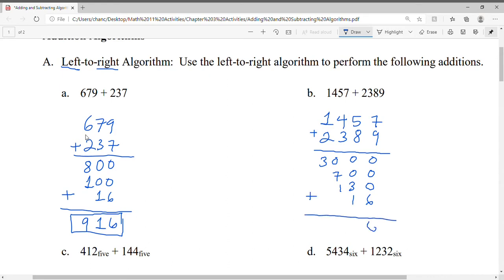The first column is a 6. Second column is a 4. 7 plus 1 is 8. And we bring down the 3. So our solution is 3,846. You could always check your work with a calculator, but make sure you use the left to right algorithm when the directions ask for it.